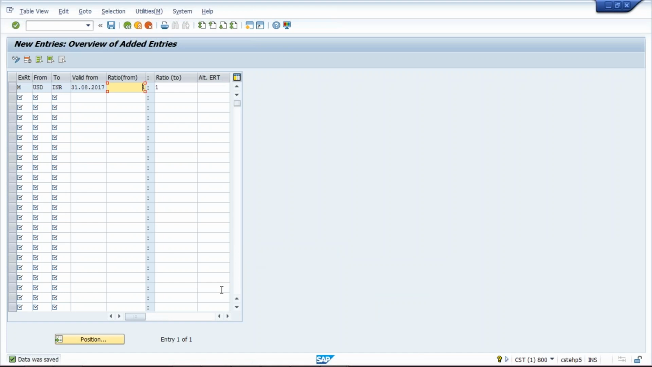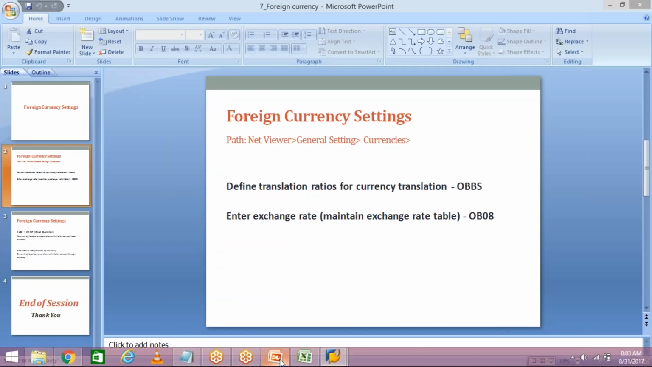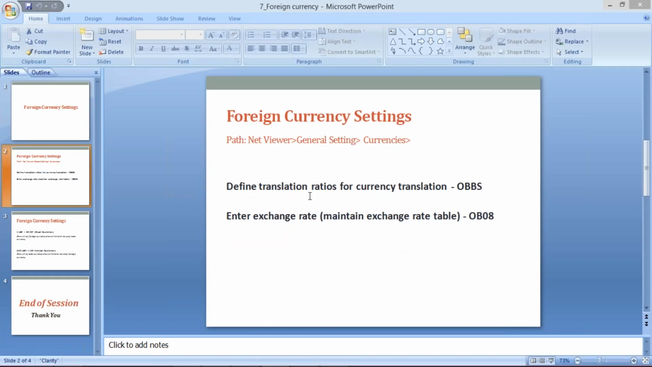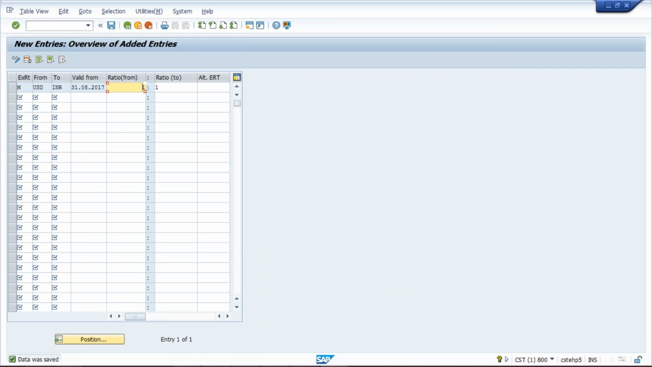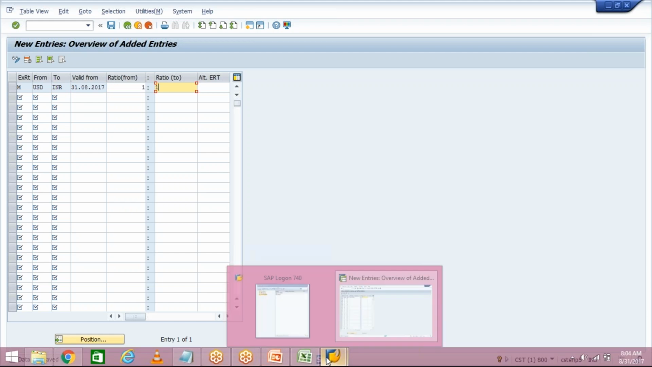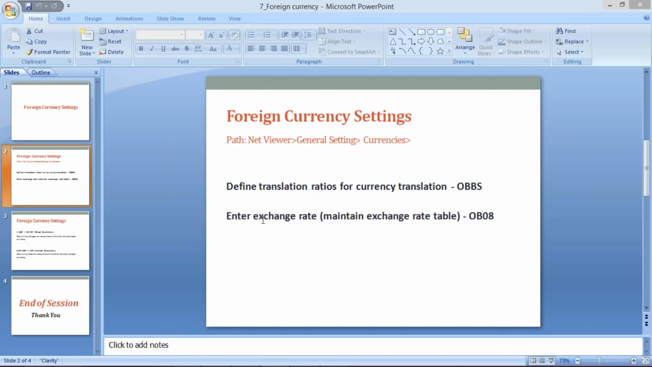So in the first step, we are going to maintain the translation ratio for currency translation. The transaction code is OBBS. In that, I have clicked on new entry. I have given exchange rate type M, from currency USD to currency INR, valid from the current date, ratio 1 is to 1. And then the second setting we have to do is enter exchange rate, in the sense the exchange rate table we have to maintain.